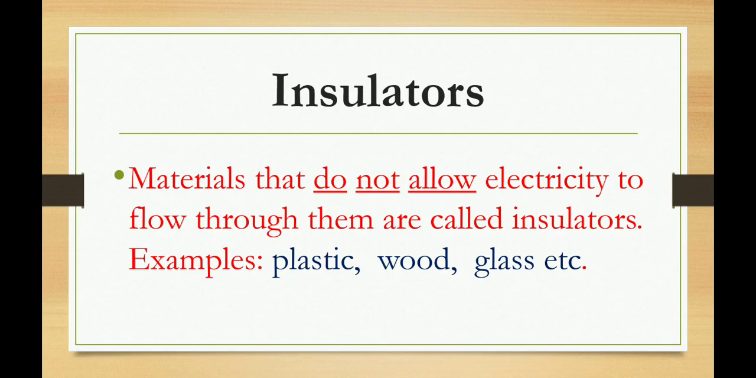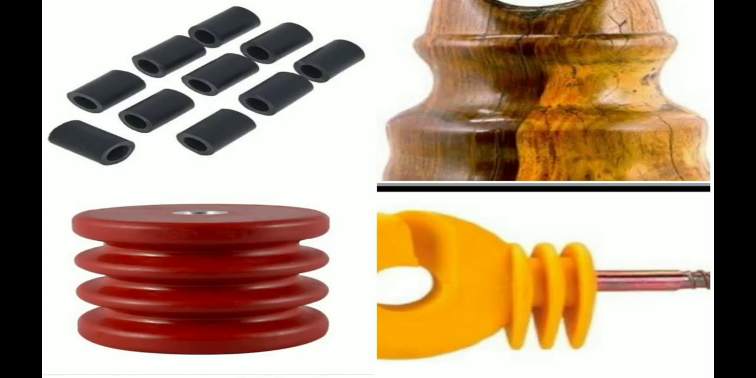Then what are insulators? Materials that do not allow electricity to flow through them are called insulators. Examples for insulators are plastic, wood, glass, etc. You can observe here the rubber, wood, plastic; these are insulators which do not allow electricity to flow through them.